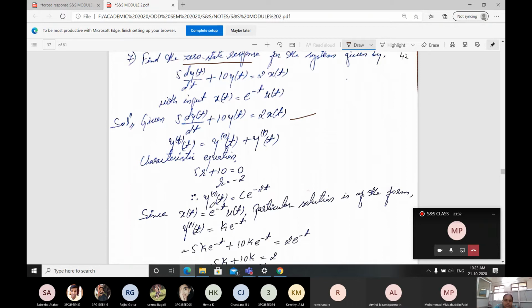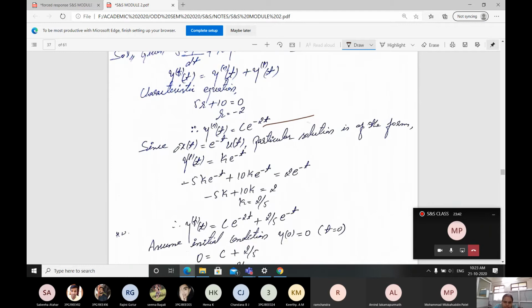Therefore the natural response is going to be equal to c times e raised to minus 2t. Then x(t) is given as e raised to minus t u(t). Therefore the particular solution is of the form y_p(t) equals k times e raised to minus t.